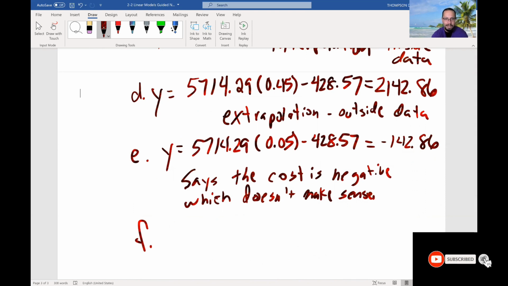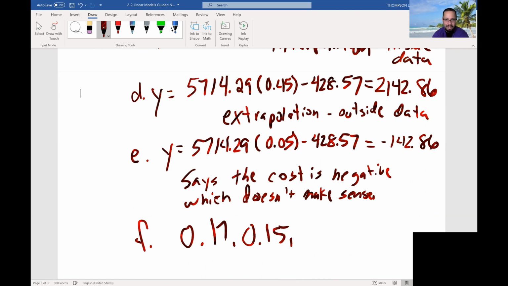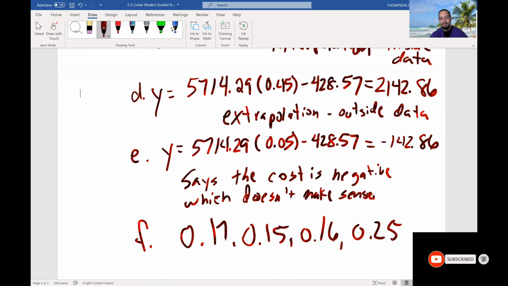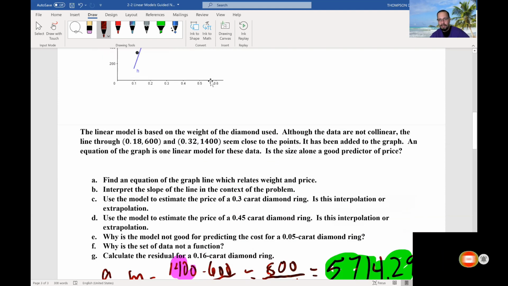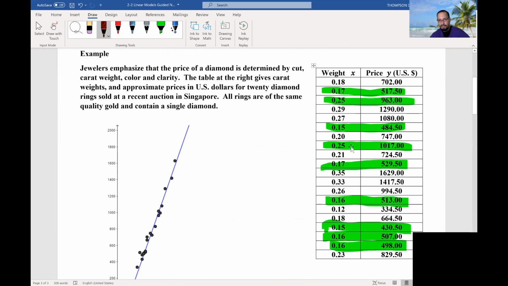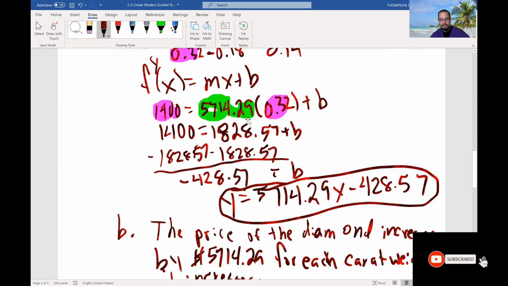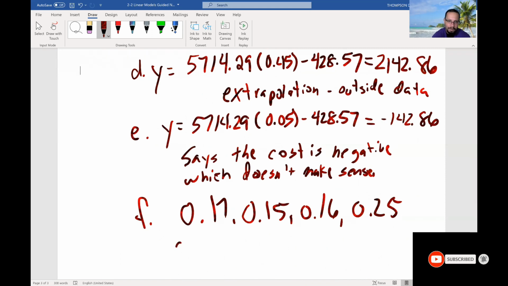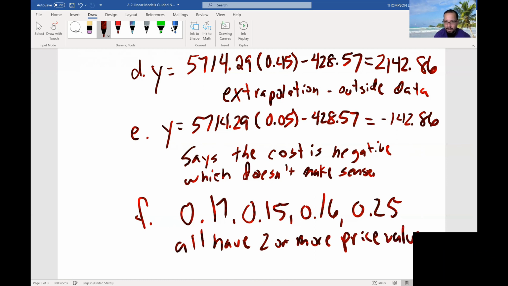So we could say 0.17, I believe, 0.15, 0.16, 0.25. Let me make sure I have those right. Yes. All have two or more price values. And we're done explaining why it's not a function.